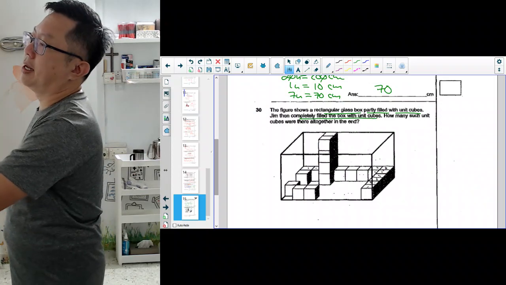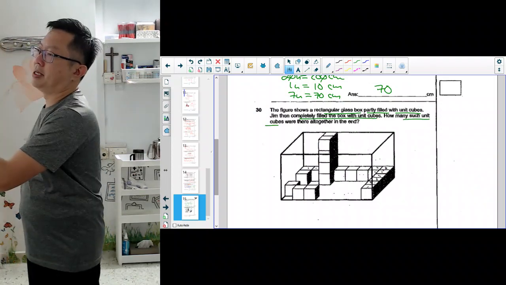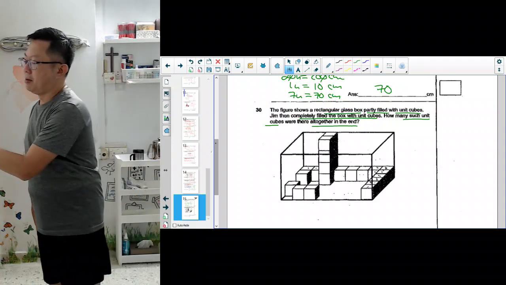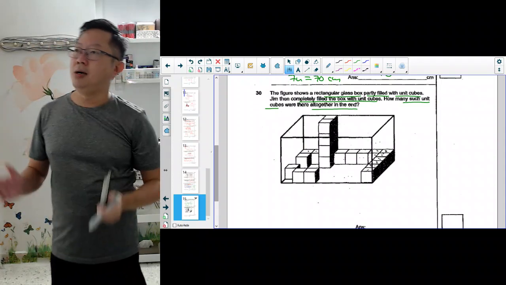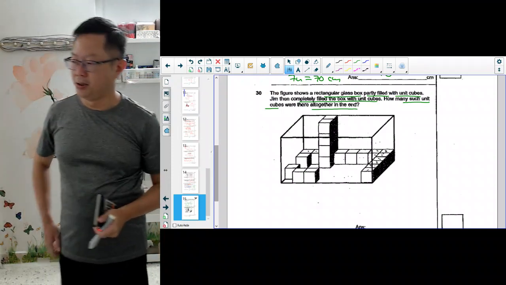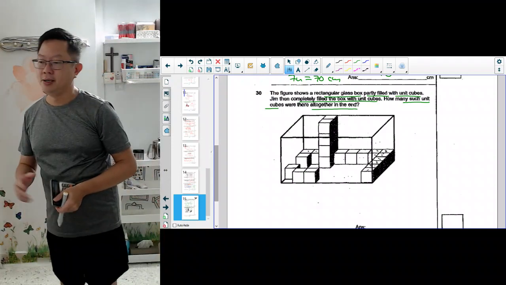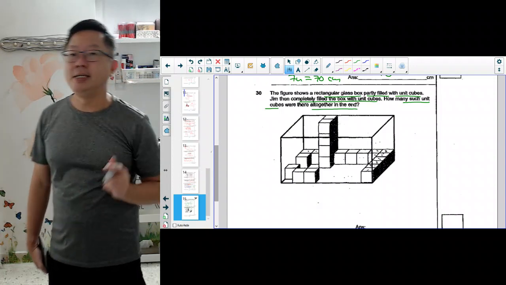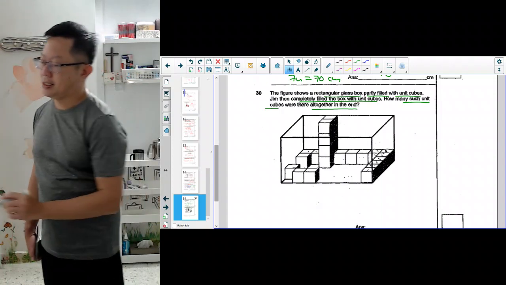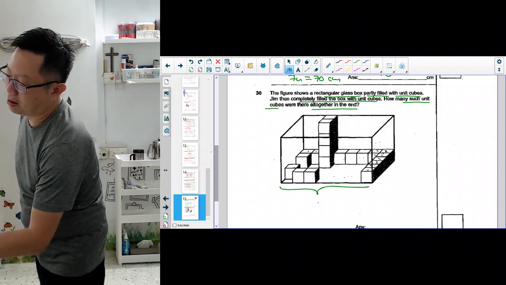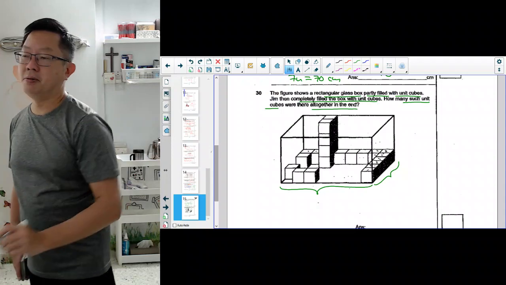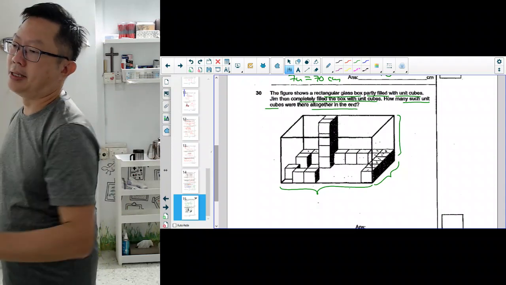Alright? So how many such unit cubes were there altogether in the end? Okay, so how do you do this question? How many cubes can this box contain altogether? To find how many cubes the box can contain altogether, you just have to count the cubes along the length, how many cubes along the breadth, and how many cubes you can put along the height, and then you multiply.